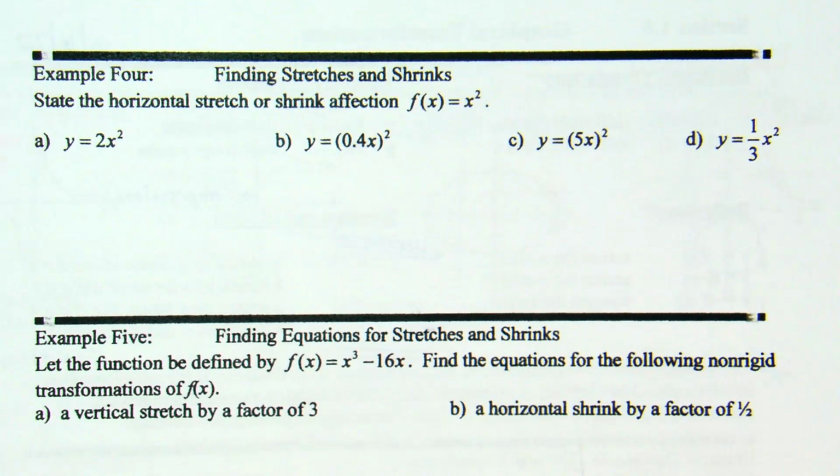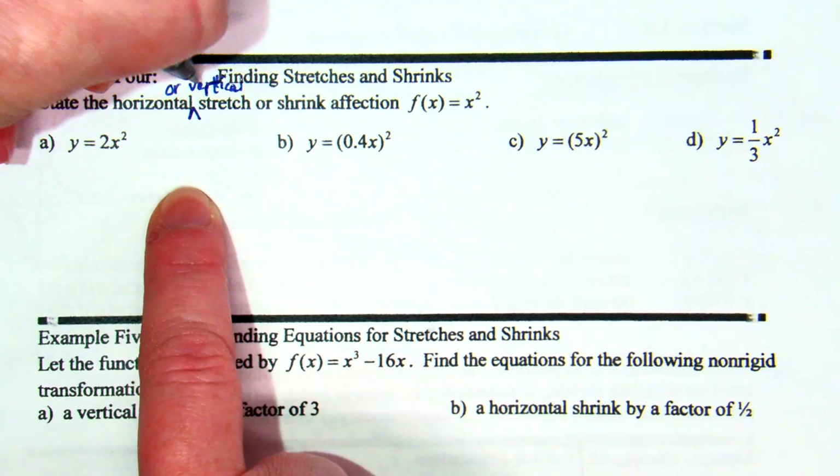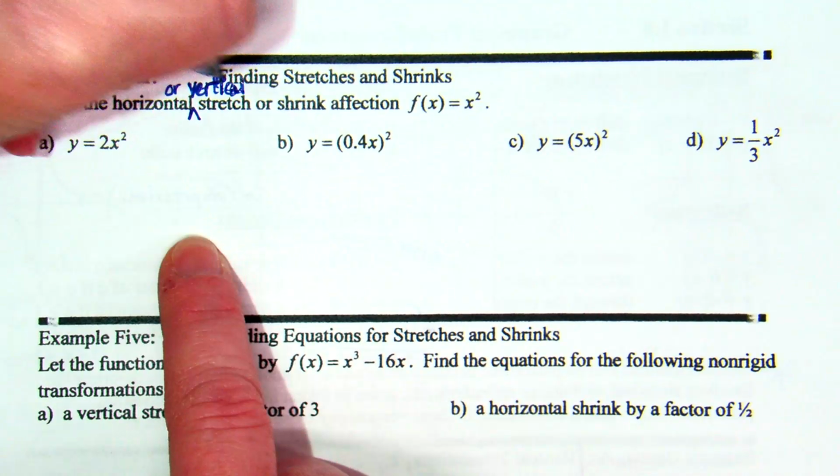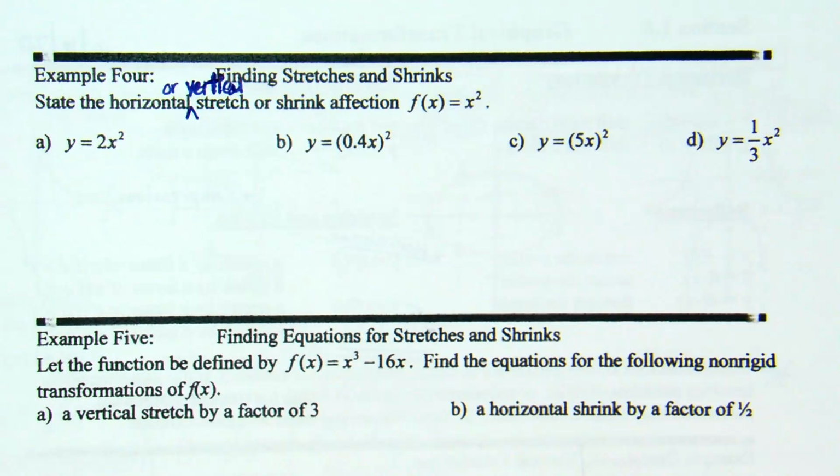Okay. Finding stretches and shrinks. Untied today. Okay, so state the horizontal. It says state the horizontal stretch or shrink on f of x equals x squared. Now, we're going to talk about horizontal or vertical. It's going to depend on the situation. Oh my goodness, you can't read that at all. I promise there's a vertical in there, but I butchered that massively.